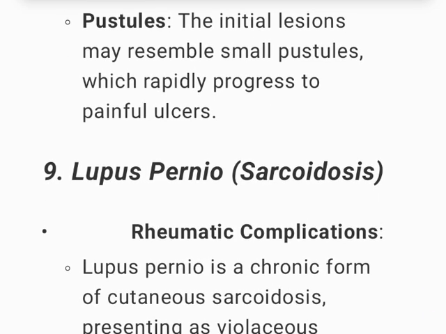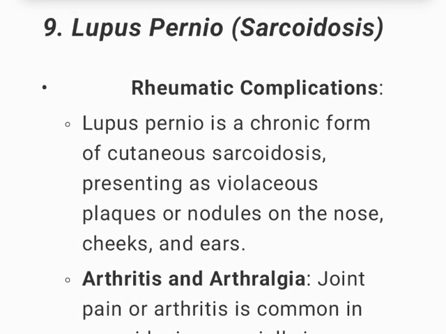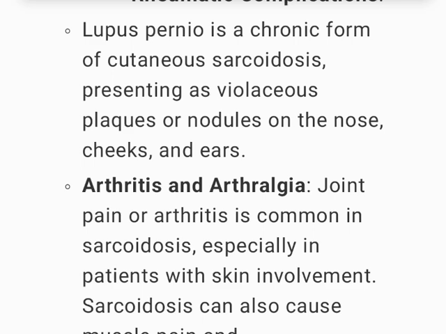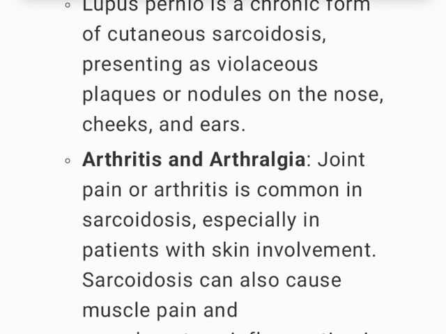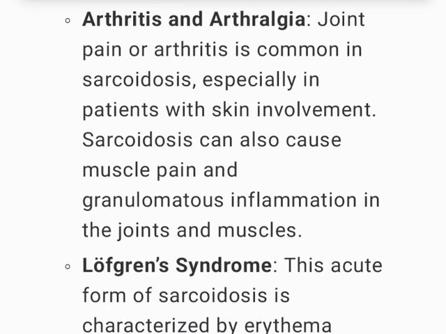The initial lesions may resemble small pustules, which rapidly progress to painful ulcers. 9. Lupus pernio, sarcoidosis, rheumatic complications. Lupus pernio is a chronic form of cutaneous sarcoidosis, presenting as violaceous plaques or nodules on the nose, cheeks, and ears. Arthritis and arthralgia. Joint pain or arthritis is common in sarcoidosis, especially in patients with skin involvement.